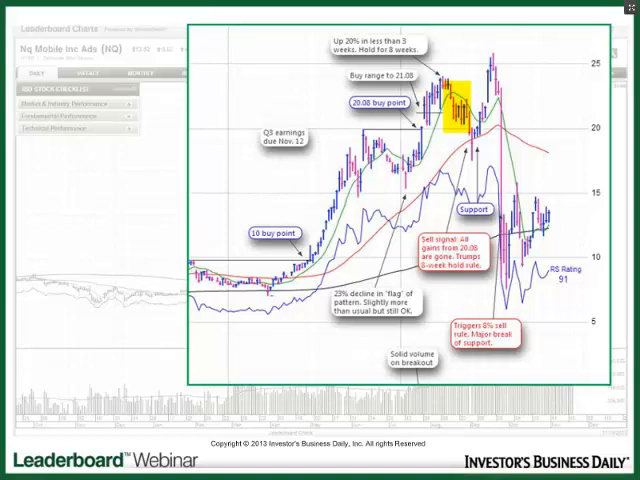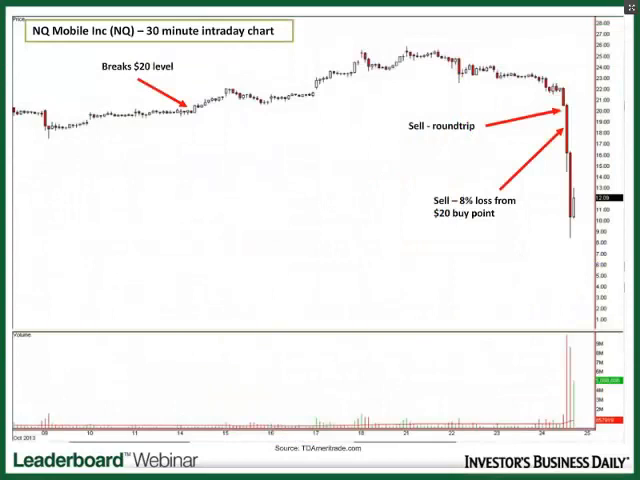So at that point, it returns to its buy point, it sells off even more the next day, reverses, and then starts going back to the buy point. And you see that support flag right there. So let's go to an intraday chart of NQ at that point. And so you see there on the left, it breaks the $20 level, and this is a 30-minute intraday chart, so it covers a number of days.